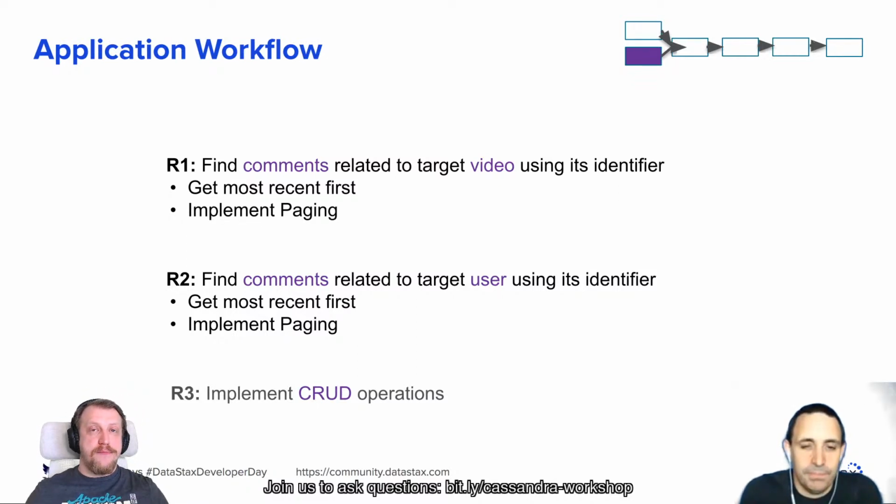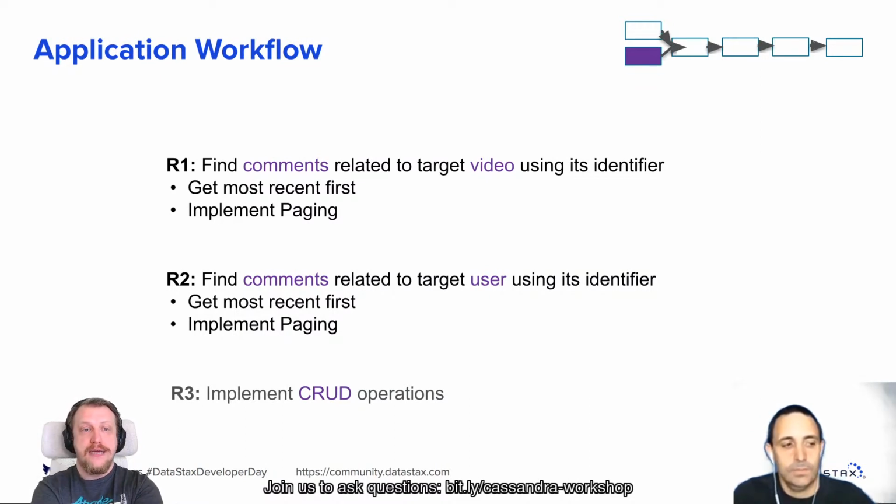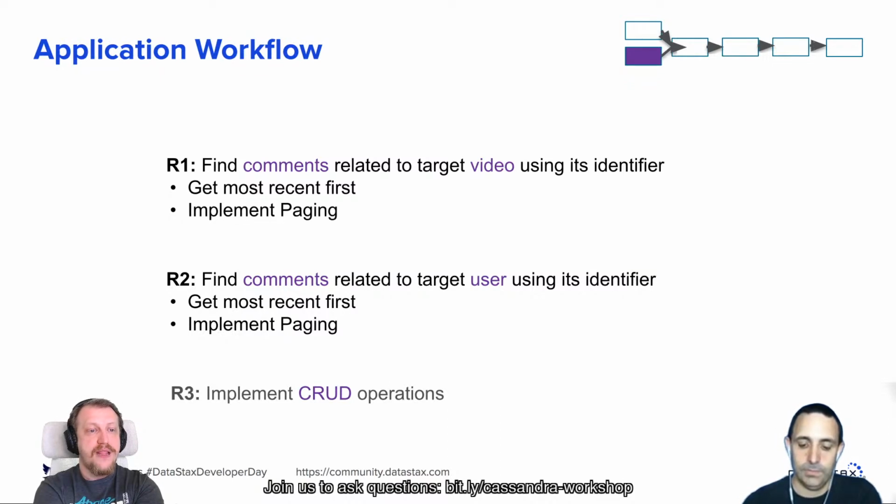Then, speaking about this killer video or YouTube, it's easier to explain the workflow. We have two main use cases. When a user opens a video page, we have to show comments for this video. And we're thinking of workflow one: find comments related to the video using a video identifier. Get most recent comments first, implement paging, because in some cases you may have a lot of comments. And workflow two: find comments related to a user using user identifier. Most recent first, implement paging.